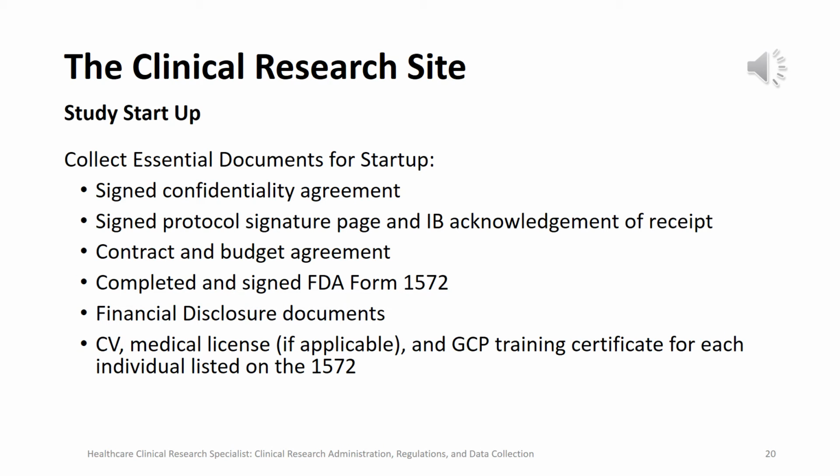Then also, in addition, we're going to collect CVs for the site personnel, a copy of their medical license, if that's applicable, and then also a copy of their good clinical practice training certificate. And we're going to collect all of those for each individual that's listed on that 1572. So those are just a few of the documents that we're going to collect during the startup phase. There are going to be others as well, but these are some of the primary ones that we're going to be collecting during that stage.